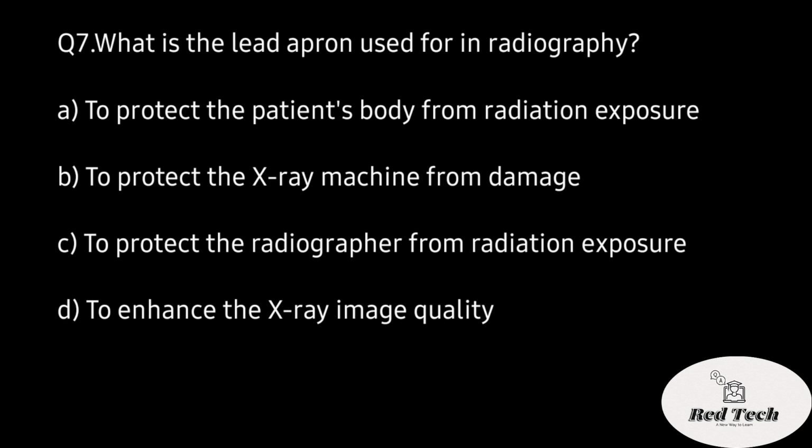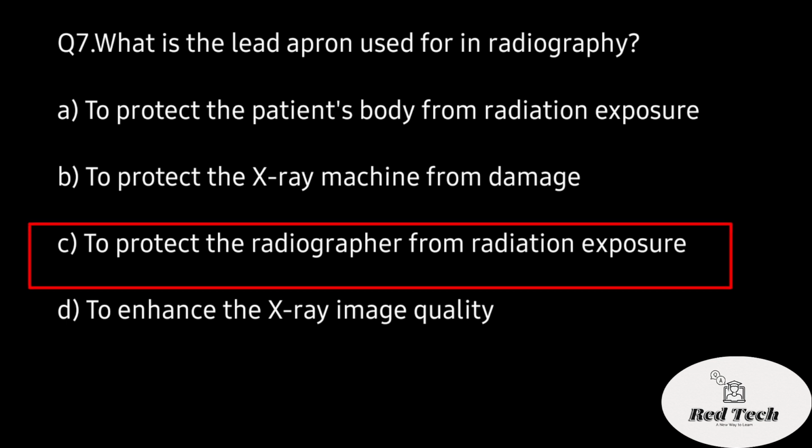quality. So as we know, a lead apron consists of lead, which is used to restrict the X-rays from passing through. So here the right answer is option C, which is to protect the radiographer from radiation exposure. The primary usage is to protect the radiographer by wearing the lead apron. So this is the main usage.